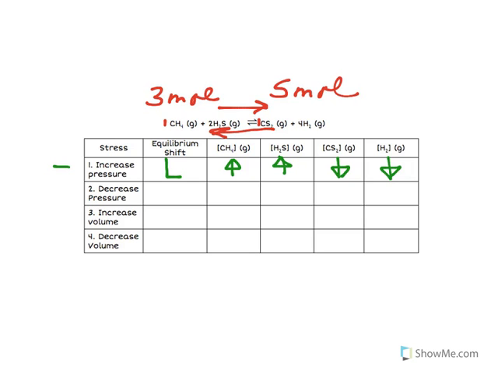When I decrease the pressure, the system shifts to do the exact opposite, to relieve the stress, and that's going to be increasing the pressure. And that's going to be shifting to the side with the 5 moles of gas, which is on the right. So everything on the left goes down, and everything on the right goes up.